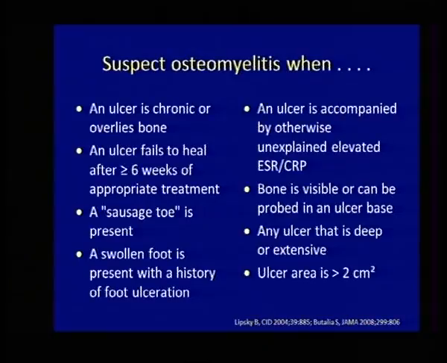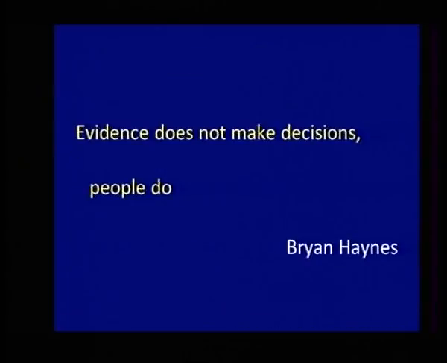And lastly, suspect osteomyelitis when an ulcer is chronic or overlies the bone. If it does not heal over 6 weeks, if there is a sausage toe present, a swollen foot with a history of foot ulceration, an ulcer accompanied by unexplained high ESR or CRP, if the bone is visible, or an ulcer which is deep or extensive or has an area of more than 2 square centimeters. This implies that you probably need surgical intervention with or without a prolonged course of antibiotics.